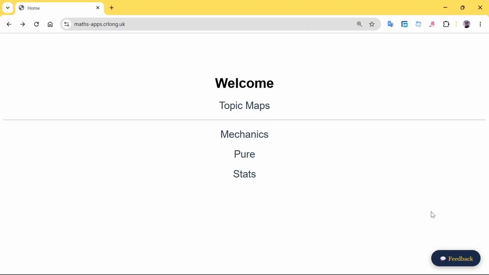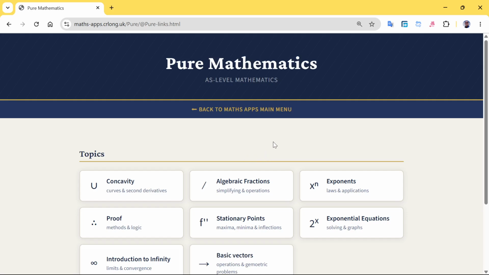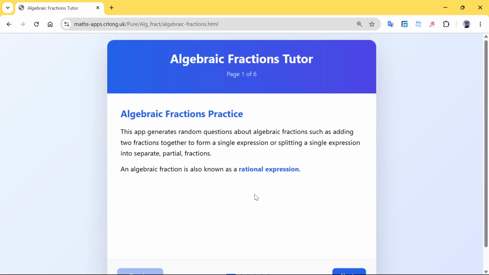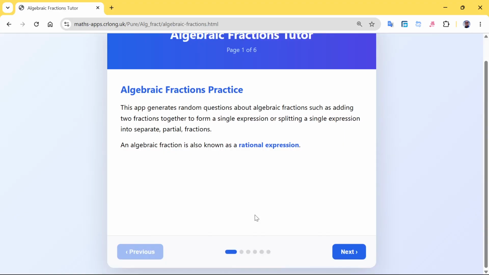To get to the Algebraic Fractions practice application, go to the Maths app main menu, then select Pure. Then within the Pure Mathematics menu, select Algebraic Fractions. This is the introductory page, and there are several pages with successively more challenging and sophisticated exercises to try. So you always navigate by selecting the option at the bottom.